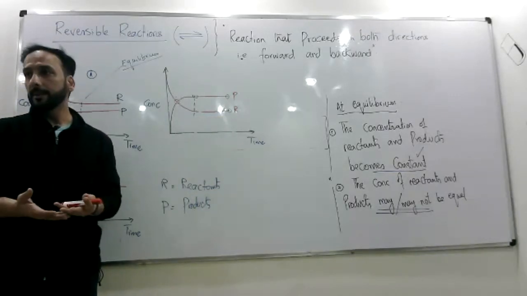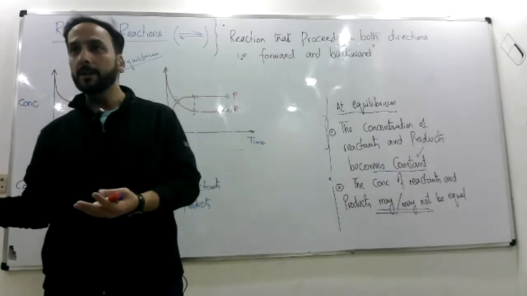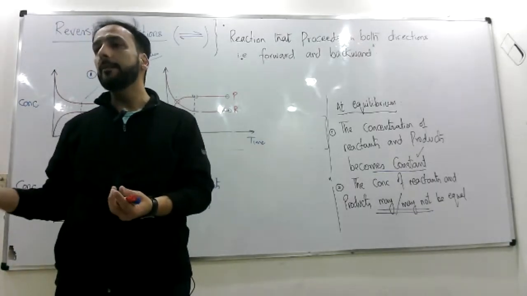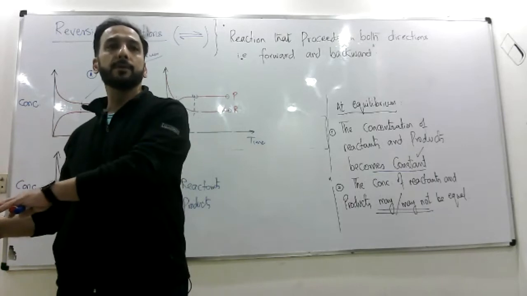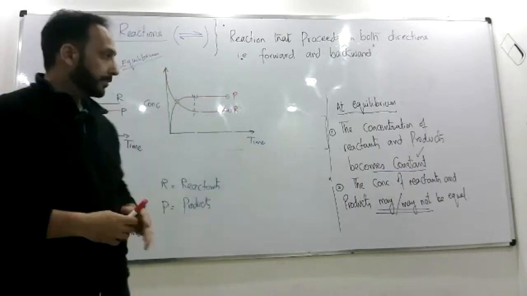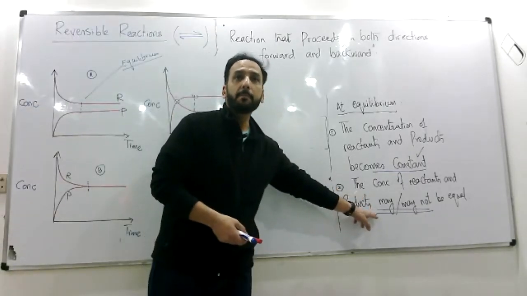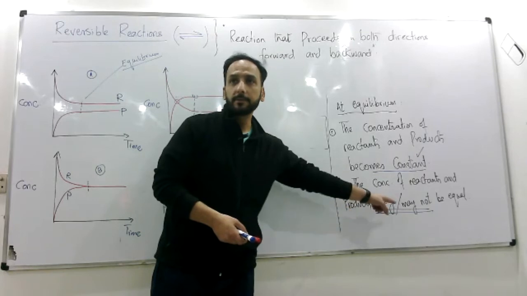Because it's a reversible reaction. In a reversible reaction, products keep breaking back to reactant, and we can never have reactant concentration going down to zero, right? So ये zero पे कभी नहीं जाएगा। अब last question. I wrote the concentration of reactants and products at equilibrium may or may not be equal.